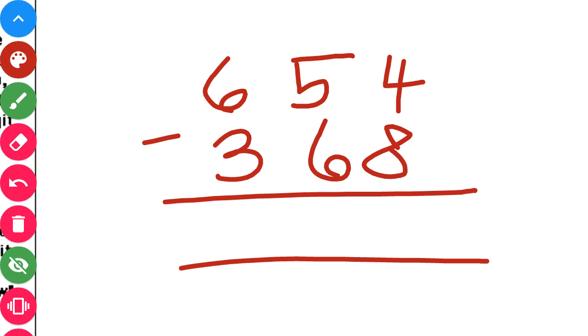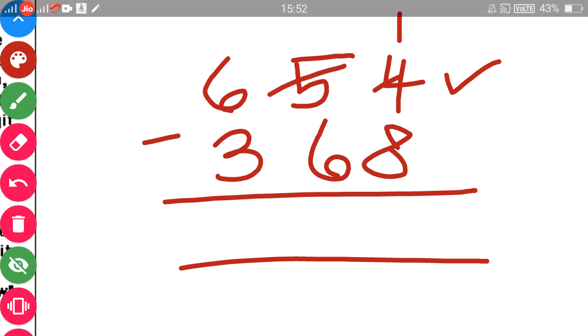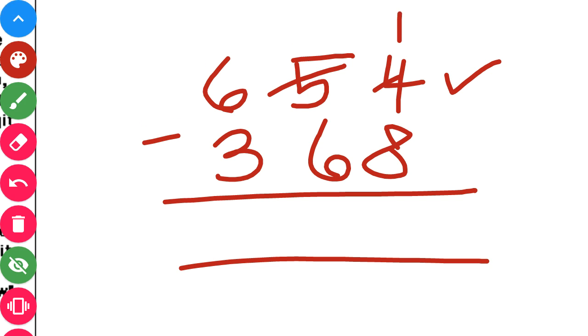Okay. So here we will start from ones place. So as we can see, what are we having at ones place? We are having 4 there. So can we subtract 8 from 4? No. We will take a borrow from 5. So 4 will become 14. And 5 will become 4.